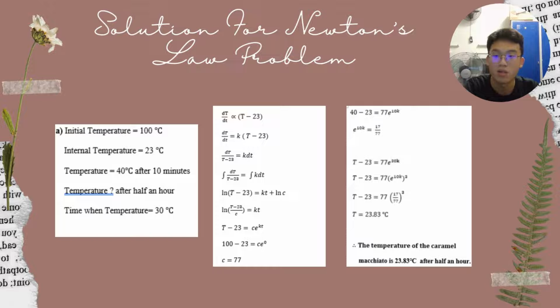We substitute k into the equation. 30 minus 23 is equal to 77 times e to the power of kt. 0.09 is equal to e to the power of negative 0.15t. Then we can get that the time is equal to 16 minutes. Therefore, it will take 16 minutes for the drink to reach the temperature of 30 degrees Celsius. So that's all for me.